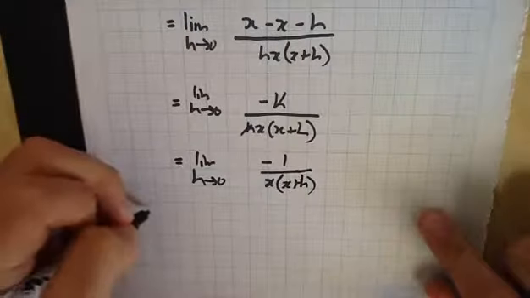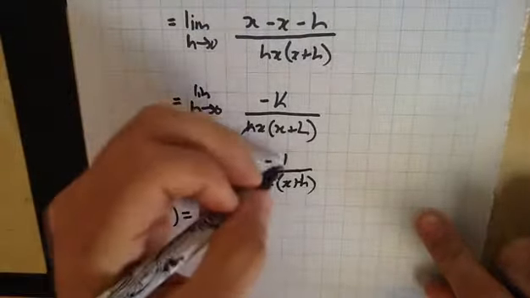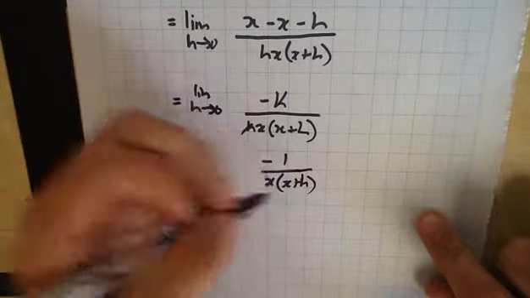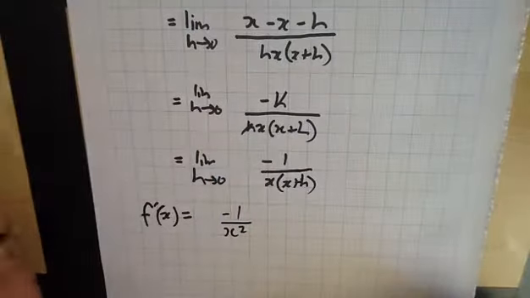Okay, now therefore the derivative when h is 0, can you see that that becomes negative 1 over x times x, which is negative 1 over x squared, and that is your derivative.